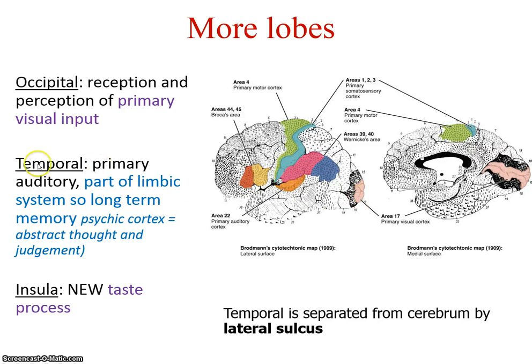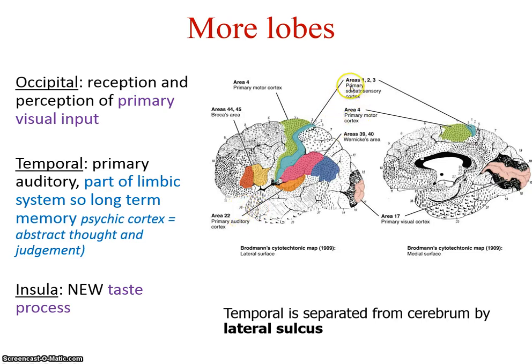All right, the temporal is here on the sides, about where the ears would be located, where the temporal bone was. And the temporal has a few things that we can acknowledge, but one very important area is the primary auditory. So, again, primary visual cortex in the occipital, primary auditory, hearing, in the temporal. There's also part of the limbic system, and memory is found here in the temporal lobe. And then there's a few other areas too.